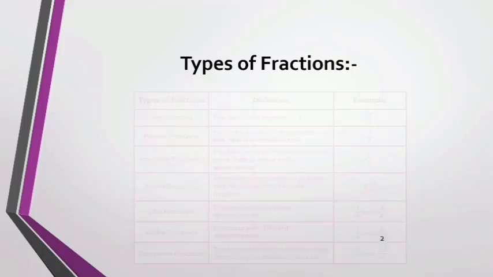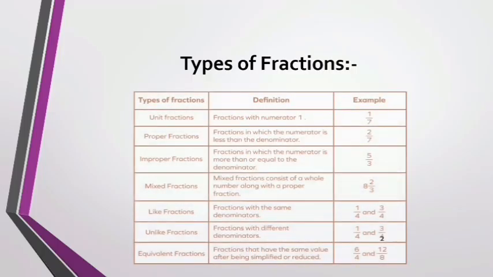Now move to some types of fractions. First of all, we have a unit fraction. As its name shows, unit means single. So whenever in the fraction the numerator is 1, it is called a unit fraction. For example, 1 by 7, 1 by 8, 1 by 9. So these all are unit fractions. Second is proper fractions. Fractions in which the numerator is less than the denominator are said to be proper fractions. For instance, 2 by 7, 1 by 7, 5 by 8, like this.